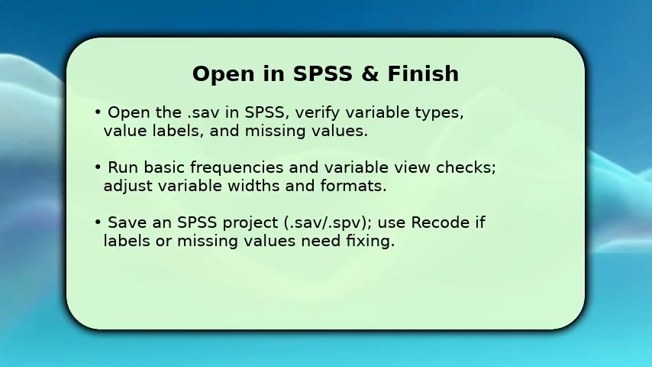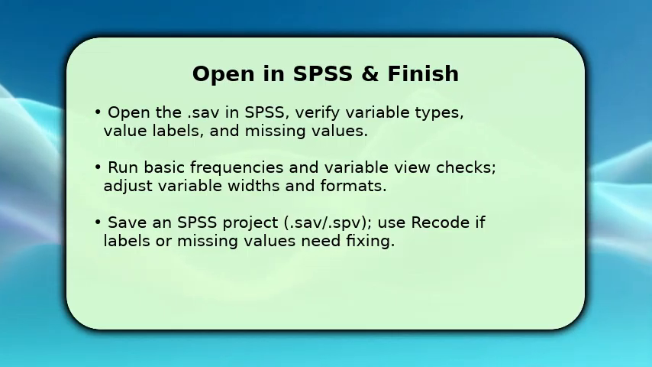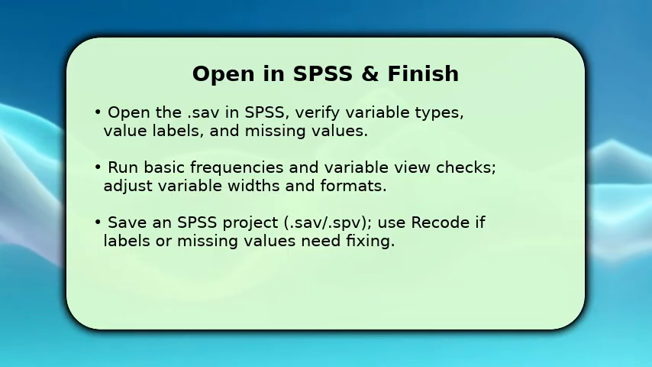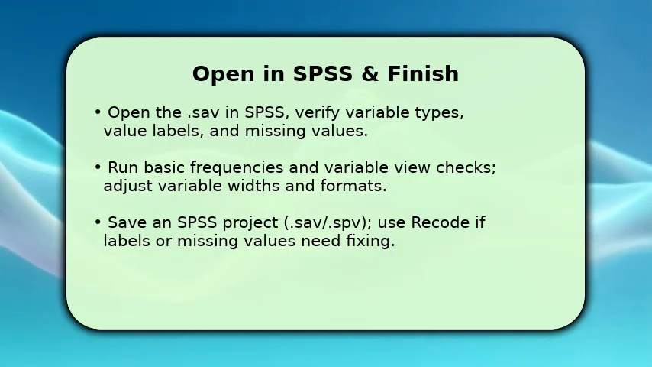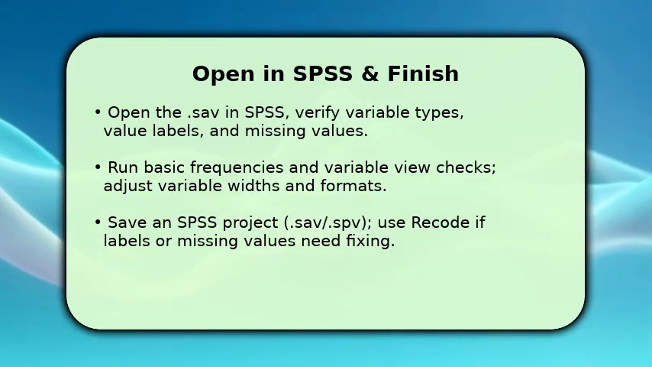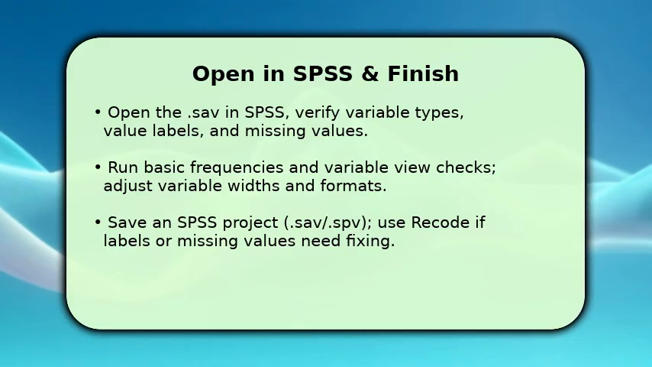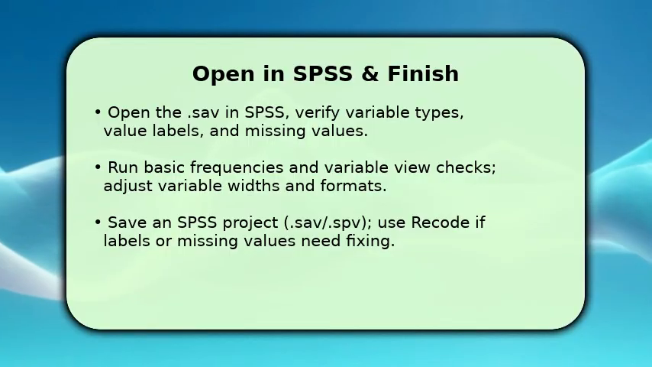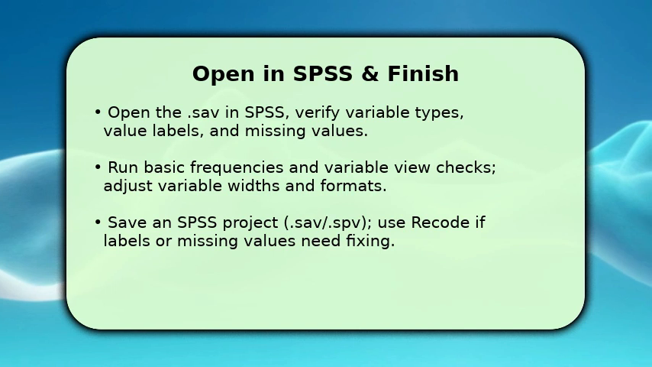You now open the downloaded SAV in SPSS and immediately check variable view. Confirm types, numeric vs string, value labels, and user missing value settings. Once verified, run frequencies on key items to ensure coding matches expectations. If something is wrong, use recode into different variables or apply value labels commands, then save your corrected SAV and an SPSS syntax file to reproduce fixes.